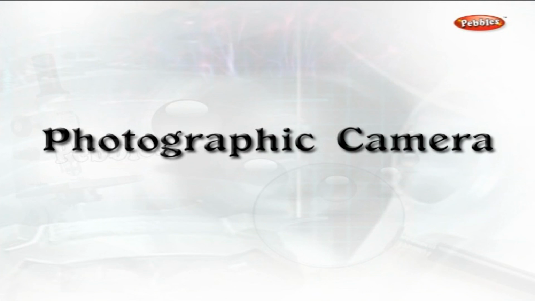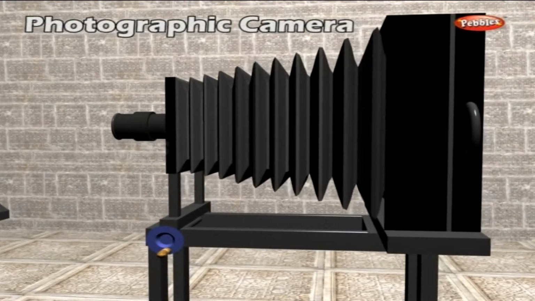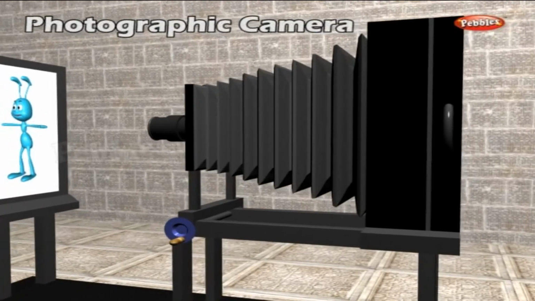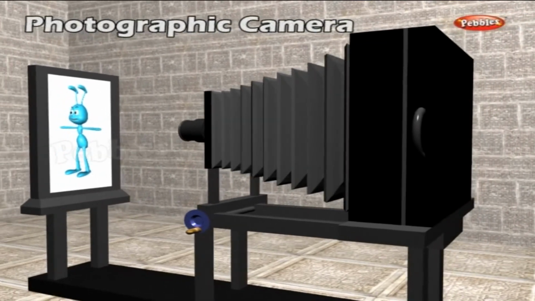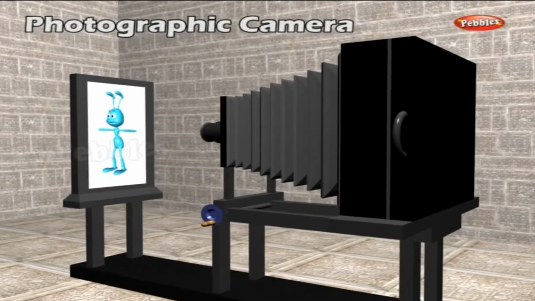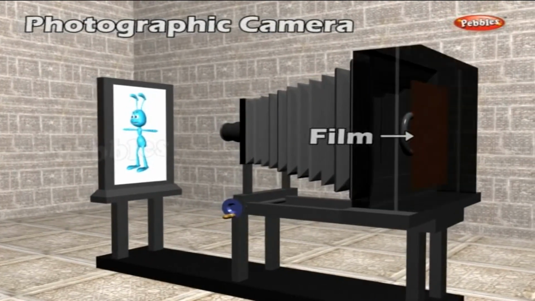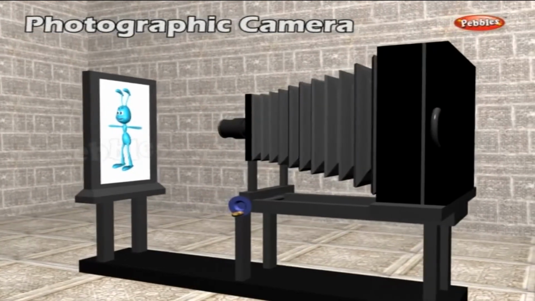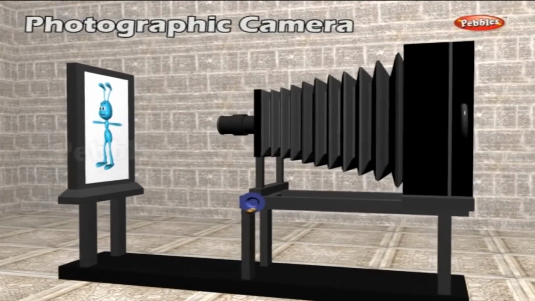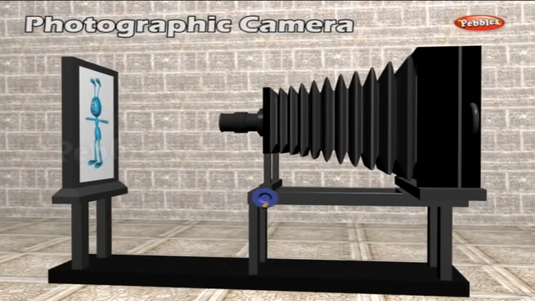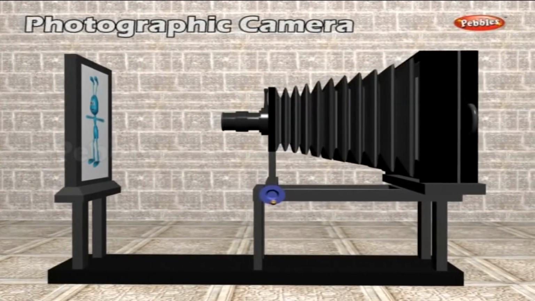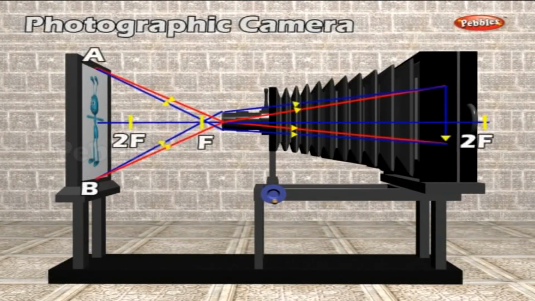Photographic camera. A photographic camera is a device used to obtain a permanent image of an object on light-sensitive photographic film or plate. Principle: when an object is placed beyond 2f of a converging convex lens, it gives a real, inverted, and diminished image between f and 2f on the other side of the lens.